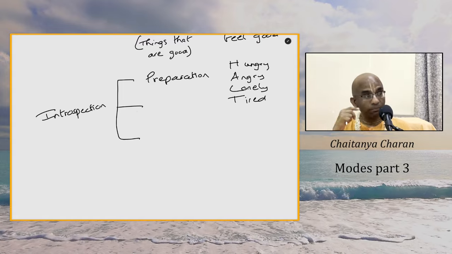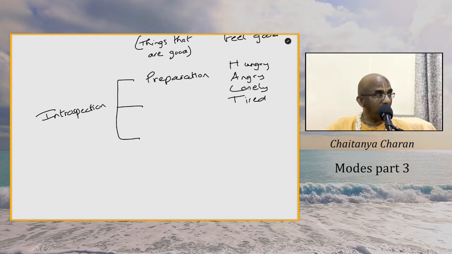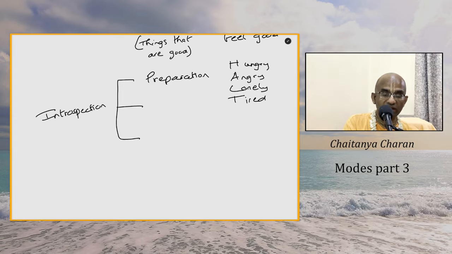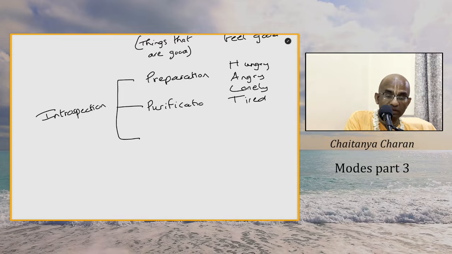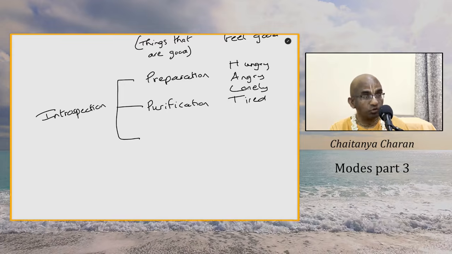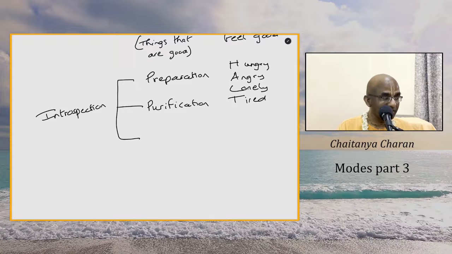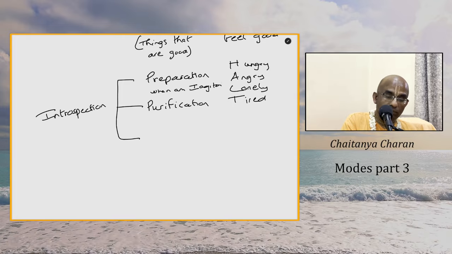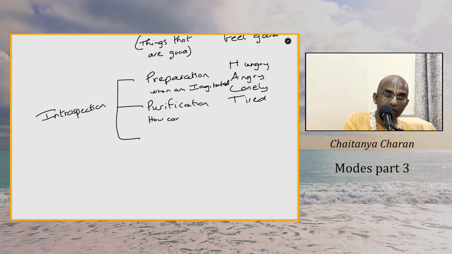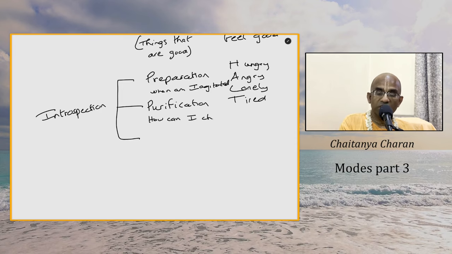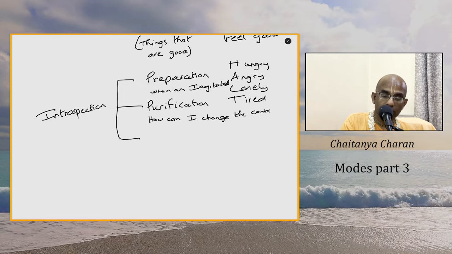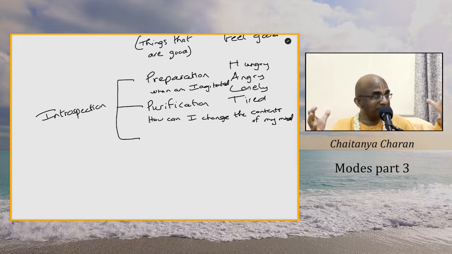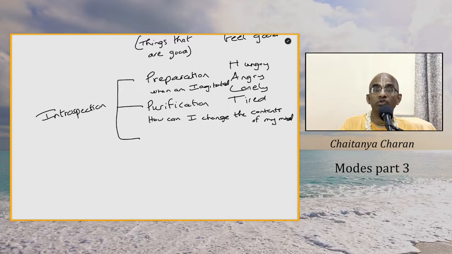Once we have preparation, these are the situations when I tend to go wrong. After that is purification. Purification means, what can I do at that time? What are the resources for me to change the content of my mind? Preparation is, when am I provoked? When am I agitated? Purification means, how can I change the contents of my mind? We may say, remembering Krishna purifies us. Okay, that's true. But in which ways can I remember Krishna? I need to have those resources available.